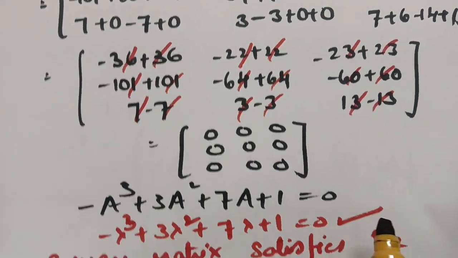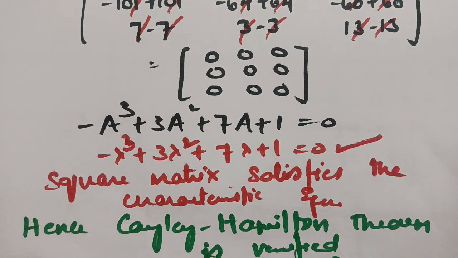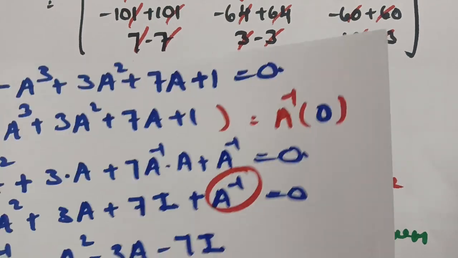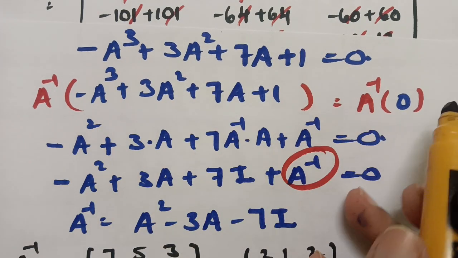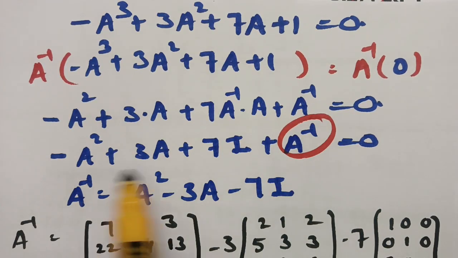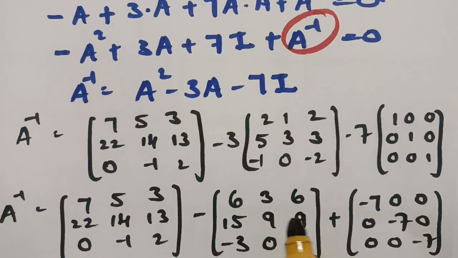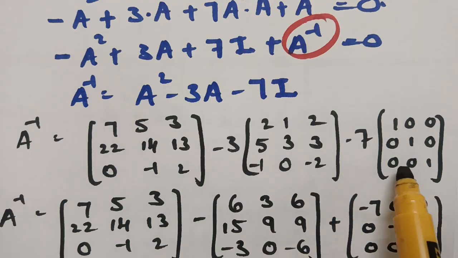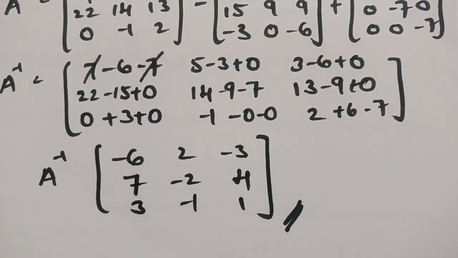So we got the equation satisfied by the square matrix. Therefore every square matrix satisfies its characteristic equation. Hence the Cayley-Hamilton theorem is verified. After verification, don't stop. Multiply both sides with A inverse, so we will get A inverse here. In order to find A inverse, we set these three terms to the other side. So this will be A square minus 3A minus 7I. We have already found the A square value, the A value is ready and I is known. After substituting, we got the final result as this.